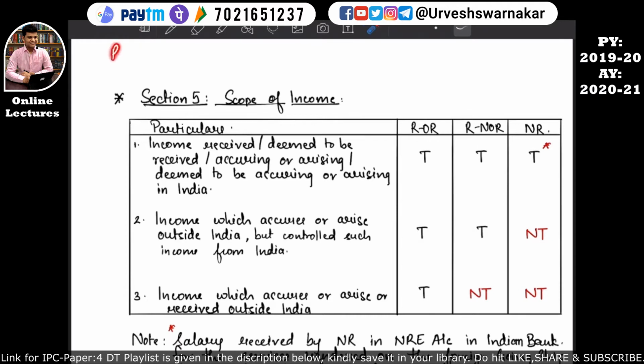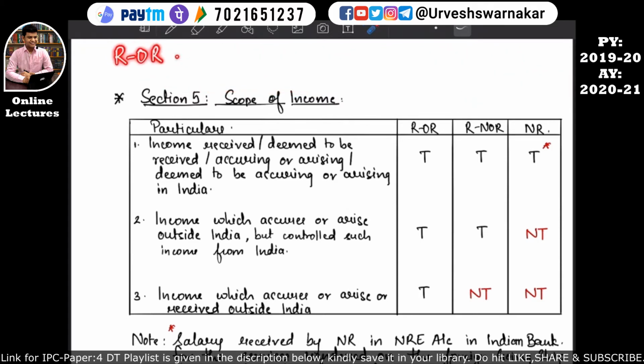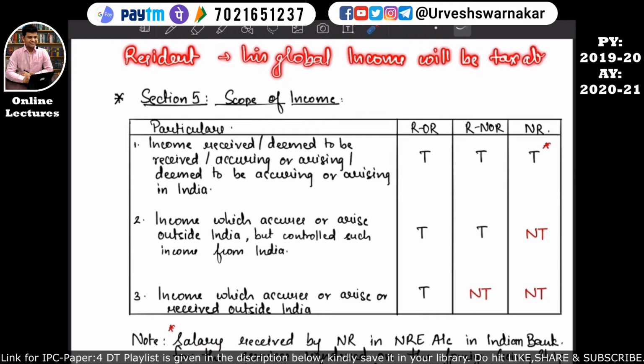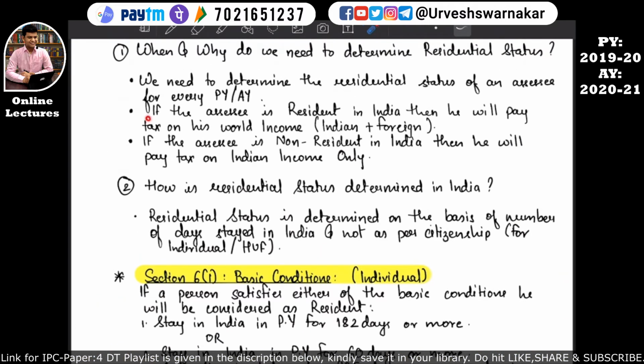So understand a similar example only: a resident ordinary resident is having a house property in foreign, and such house property is given on rent. So whatever rent income has been received by this resident ordinary resident, even in a foreign bank account, it will be taxable in India. Because if there is a person who is a resident ordinary resident, or in simple words a resident, his global income will be taxable in India. I hope this is quite clear to you all. That is what we have studied at the very start over here. If the assessee is a resident in India, then he will pay taxes on his world income, that is Indian plus foreign income. But if the assessee is a non-resident in India, then he will pay taxes on Indian income only. I hope this is quite clear to you all.